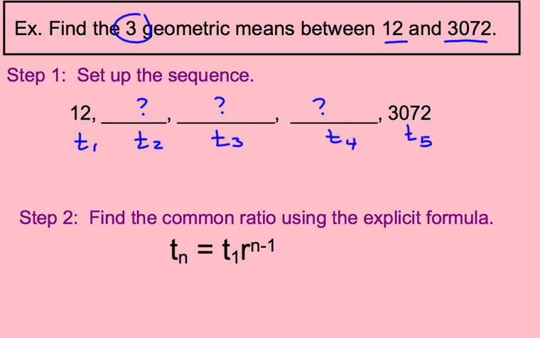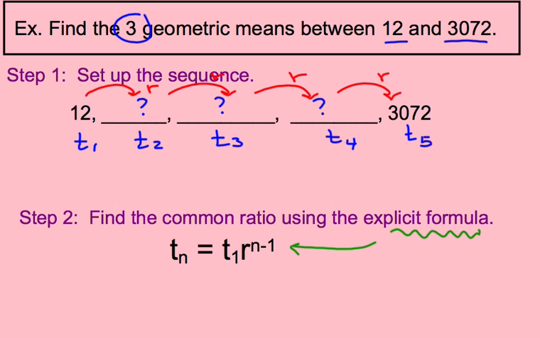Step 2 is to find the common ratio. So we're going to use the explicit formula right here. That should look familiar to you. So we have to count how many common ratios it takes to go from term 1 to term 5. There's one common ratio to multiply term 1 by to get term 2. Now we have to jump and multiply another common ratio to get to term 3. Multiply another common ratio to get to term 4, and then another common ratio to get to term 5. So how many common ratios do we have? We have 4 of them.